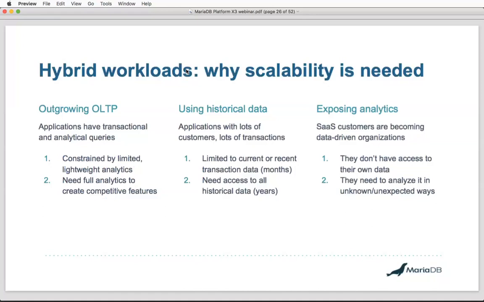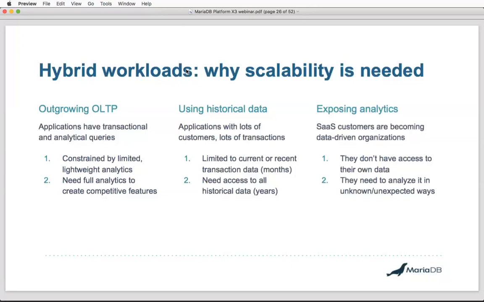So one group is simply in that boundary. They can't move forward with limited or lightweight analytics. They need more. Another group of people simply needs to store more historical data in that database.